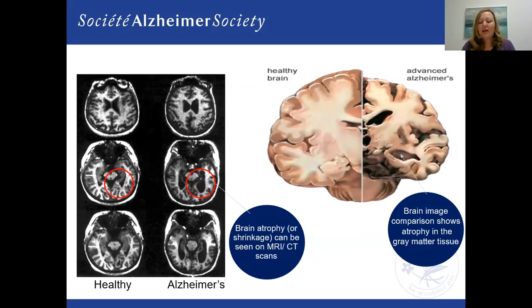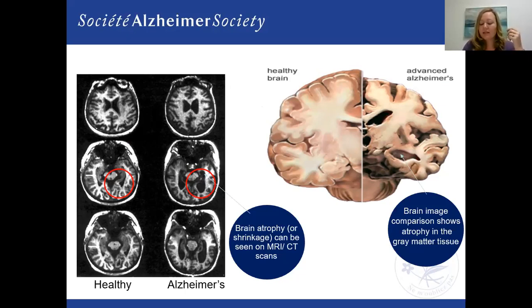You can see in the red circle that the dark area is larger in the person with Alzheimer's disease, which indicates that brain tissue has receded. So it's getting smaller, it's depleting.